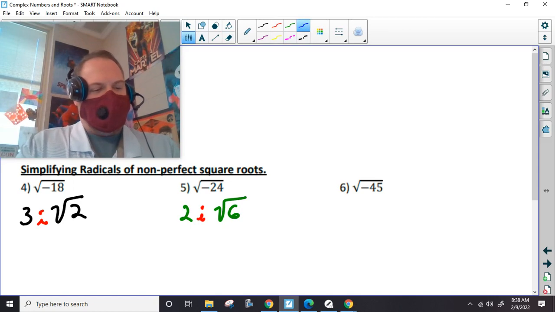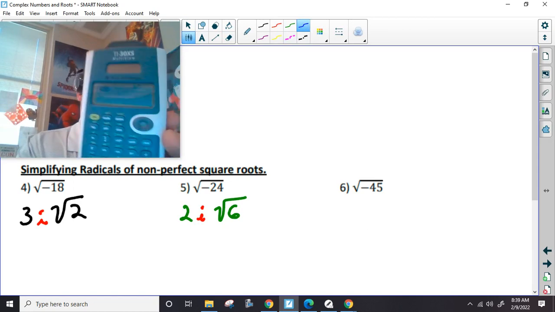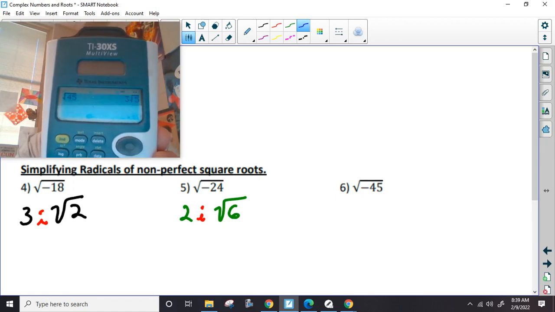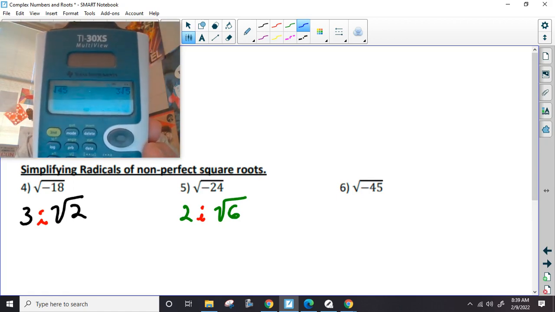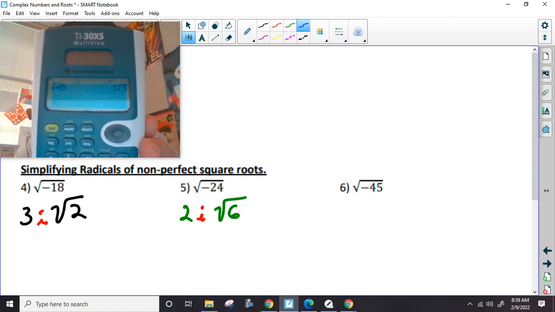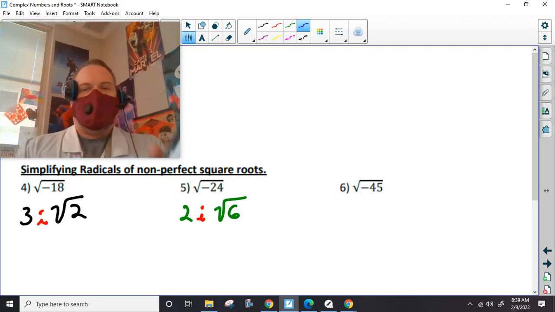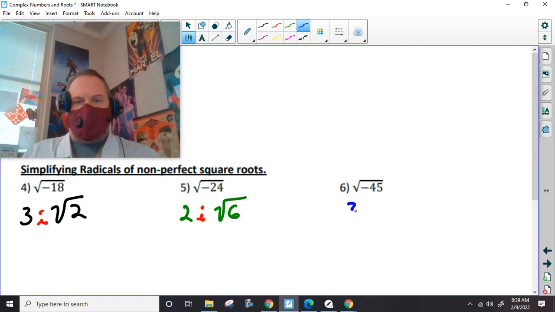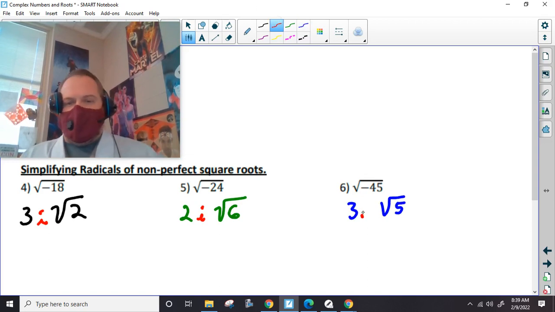Second square root 45. Enter. All right. I get 3 root 5. Okay. So I put a 3. I put a square root of 5. And I put an i.